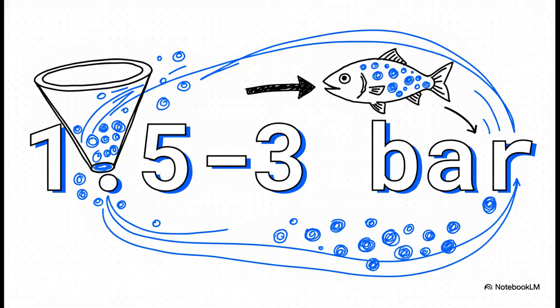And just like with the drum filter, here's another key technical number to file away. These oxygen cones typically operate at a pressure between 1.5 and 3 bar. It's that pressure that forces the pure oxygen to dissolve so efficiently into the water, making it far more effective than just bubbling air through an air stone.